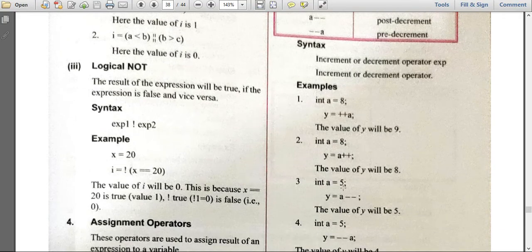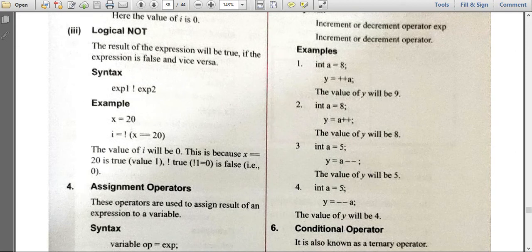The same way, post-decrement and pre-decrement. Post-decrement means first a value, which is 5, will be assigned to y. After assigning that value, a will be decremented, so a will become 4, and the y value will be 5. If I use pre-decrement, minus minus a, first it will decrement the value of a, that is 5 will become 4, and that 4 will be assigned to y.